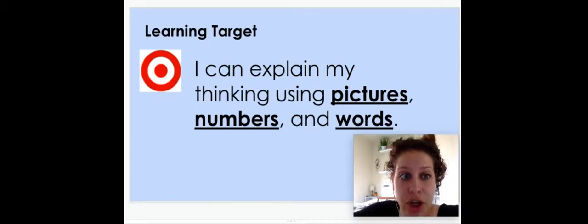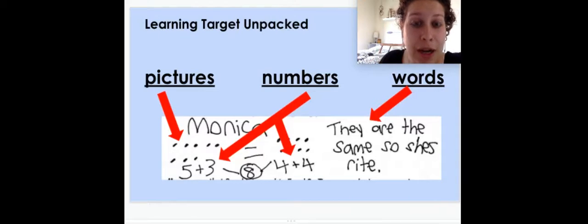If we unpack that learning target, pictures, numbers, and words, we know what those words mean. But in math, it means when we are writing our answer, we are including pictures in our answer, like these dots. We are including numbers in our answer, like these numbers here, writing expressions. And we are using words to show our thinking in our answer. So we are explaining our thinking. So that's what our learning target means.